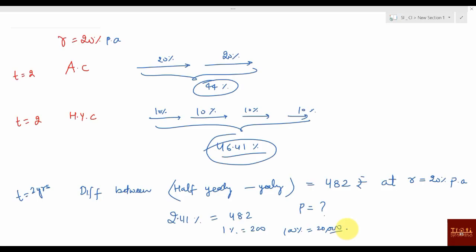Let's check another question. Okay, I think this is clear. Now we can see some questions and then we can proceed further to the next concepts. Right?